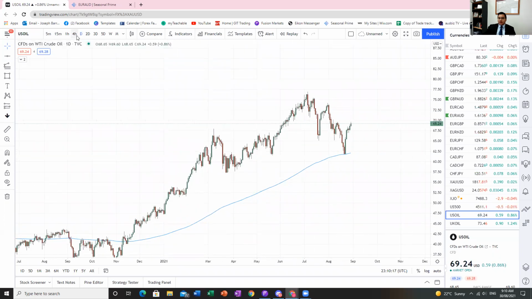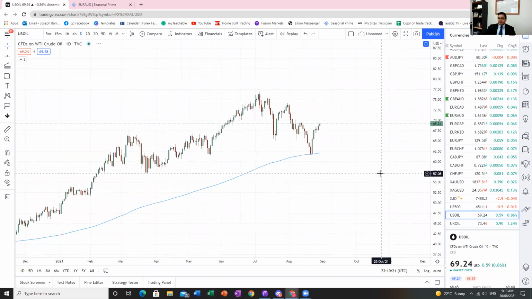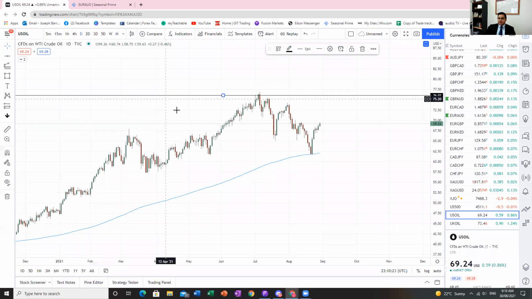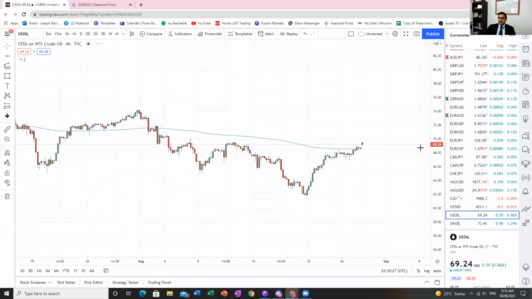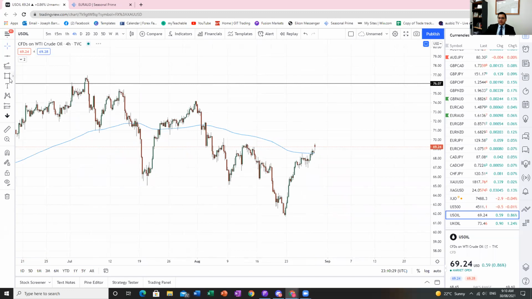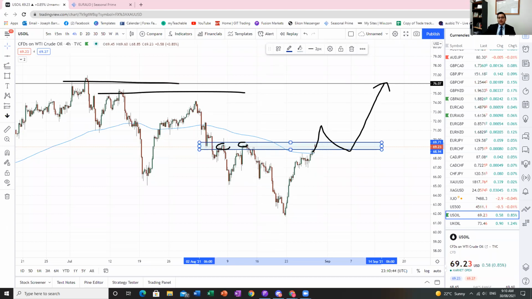Sorry, oil. Definitely to the upside, right? I'd be waiting for this. Actually, I want to mark that long as well. I'd be waiting for that, Dennis. Wait for the break of here and the retest will push back up into there. I think that'll be a pretty safe trade.